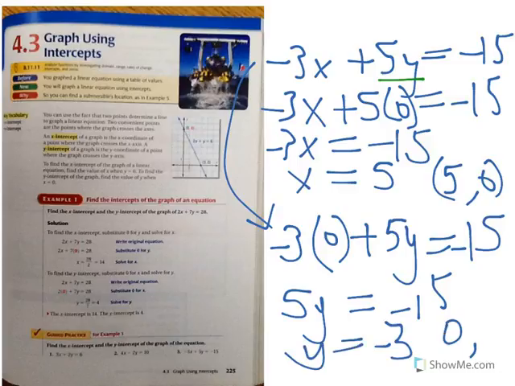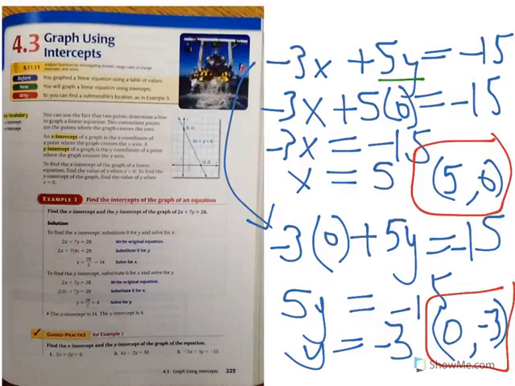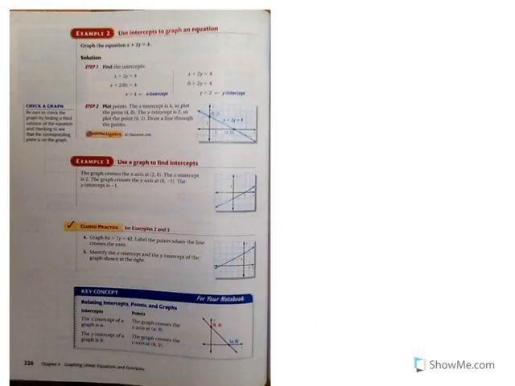So our second intercept is going to be this right here. So this one is going to be our y-intercept, and this one here is going to be our x-intercept. So that's how you did this problem here and this problem. So now we're going to move on to the next page.